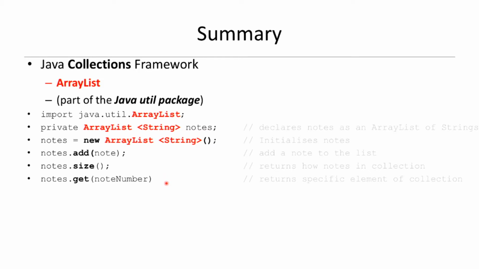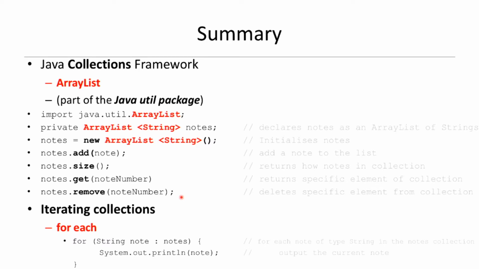Get takes the index as a parameter. It's a get method. It will return a specific element of the array list collection. Remove will delete a specific element from the collection.